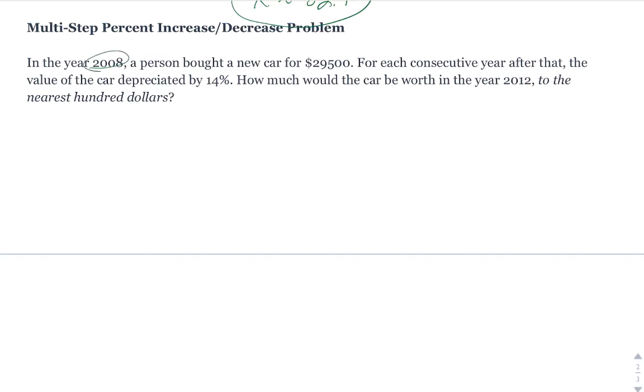Okay, so it's 2008. I remember it. You may not. A person bought a new car, and the cost of the car was $29,500. Every year after that, the value of the car depreciated by 14%. So it's 14%, and it's year one. And then it says now we want to know how much it is in 2012. So that was 2008, when they got it. So that means it's going to be 2000 what after year one?